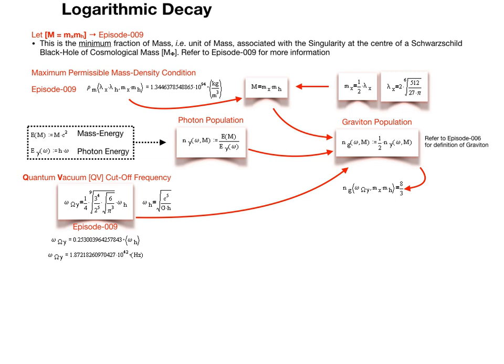Once we have substituted all values into the graviton population equation, the value returned is 8/3. This is a measure of the mass energy being absorbed by the quantum vacuum, per minimum mass fraction, per period.